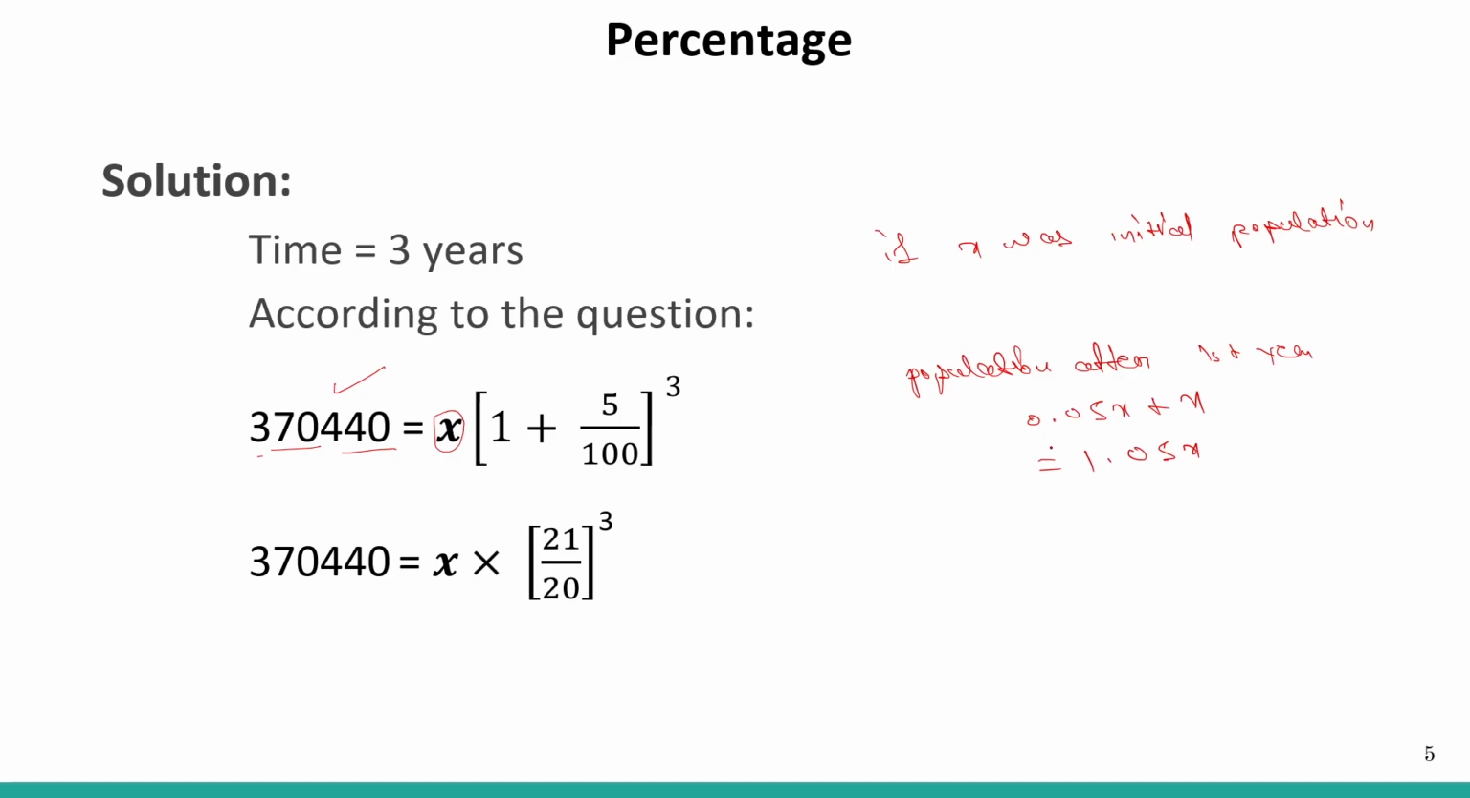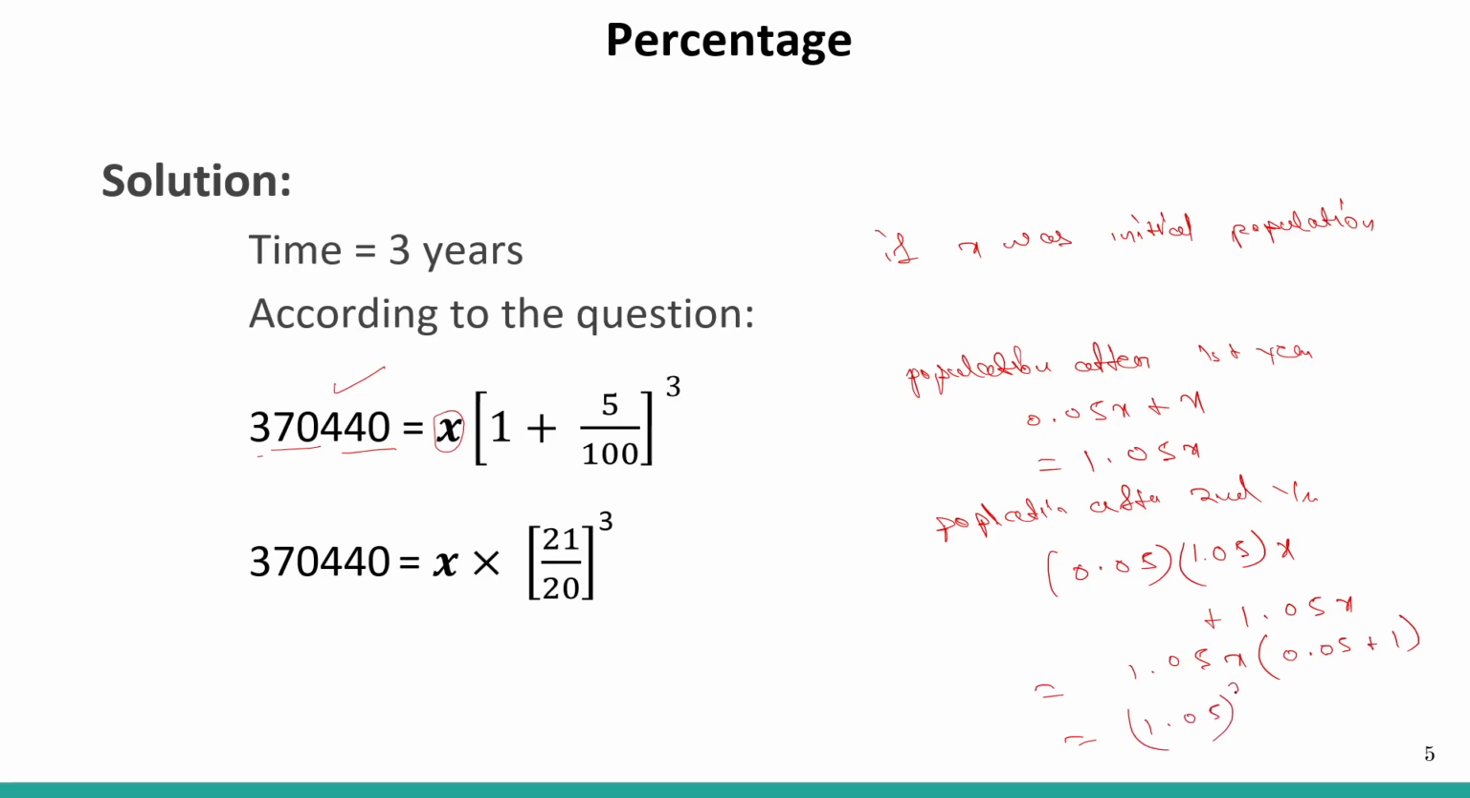Then in the next year, the population after the second year will be 0.05 into 1.05 X, plus 1.05 X. That is equal to 1.05 X whole into (0.05 plus 1), which is 1.05 whole square X. So the population after 3 years will be 1.05 whole square X into 0.05, plus 1.05 whole square X. That is actually equal to 1.05 whole cube X.